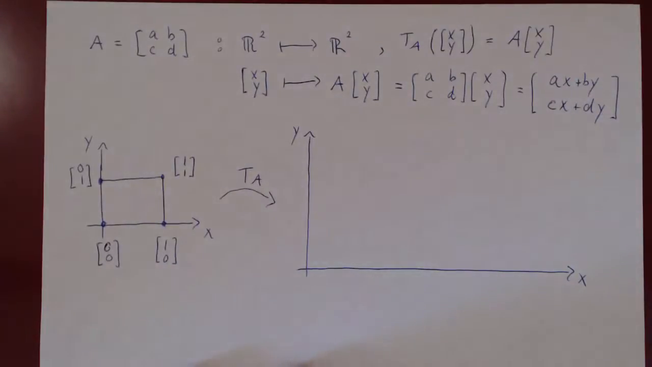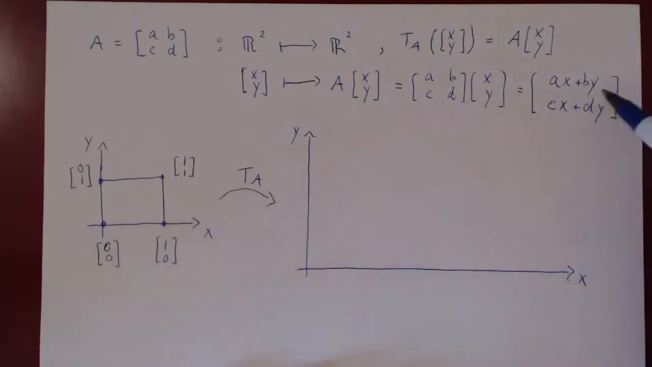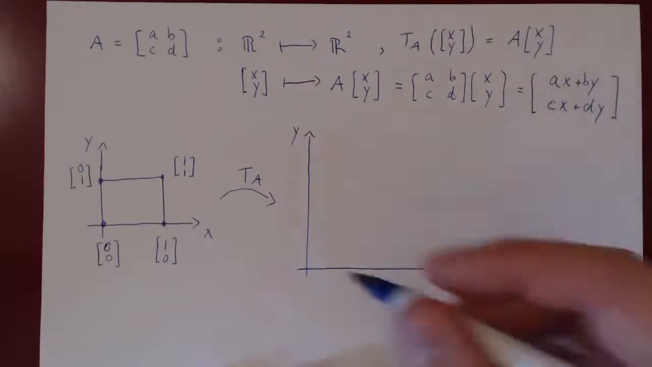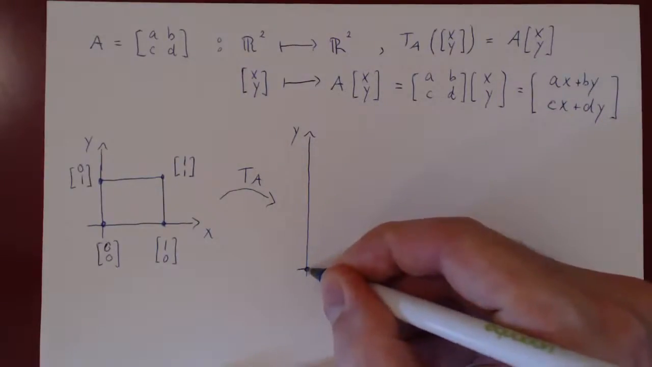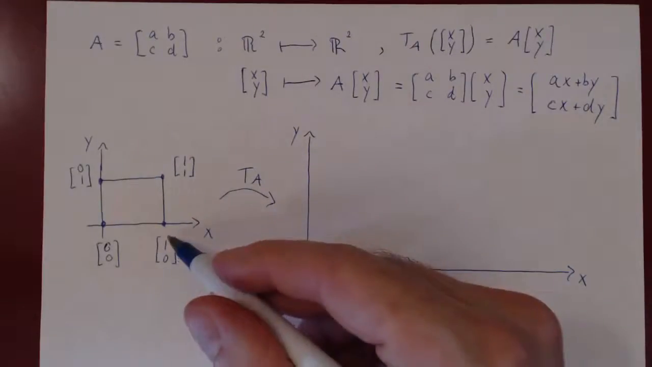Now, something we'll prove later on is that if you multiply the points on a line by a matrix, the image will also be a line. So let's multiply this point by A. So x and y are both 0. Look at the end result. Replace x and y by 0. You get the point 0, 0. So the origin is sent to the origin. That doesn't move.